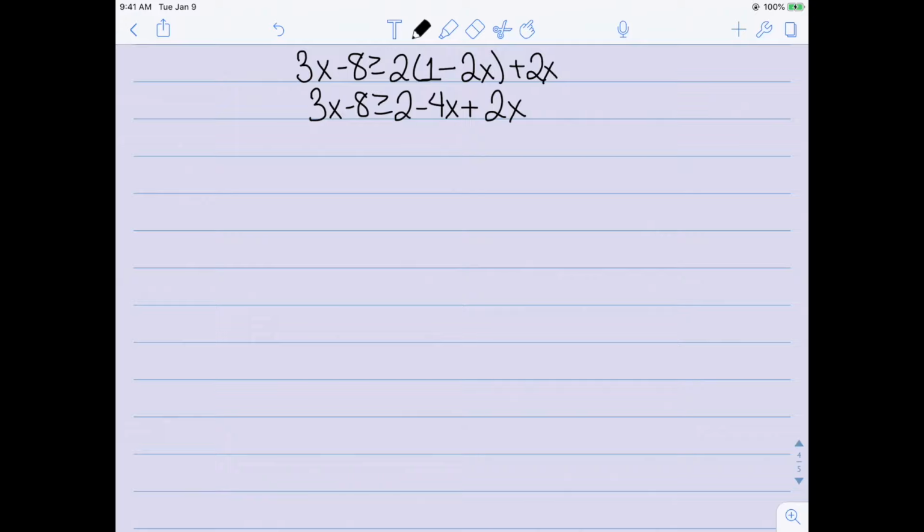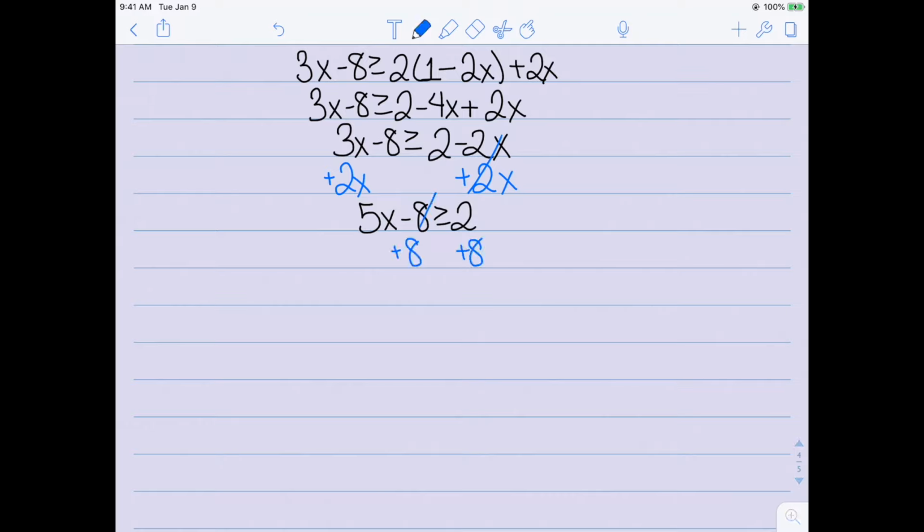We can then combine like terms. And that gives us that 3x minus 8 is greater than or equal to 2 minus 2x. Our next step is to get all the variables on the same side. I can subtract 3x from both sides, or I can add 2x to both sides. I'm going to choose to add 2x to both sides so we can avoid dealing with negatives. That leaves me with 5x minus 8 is greater than or equal to 2.